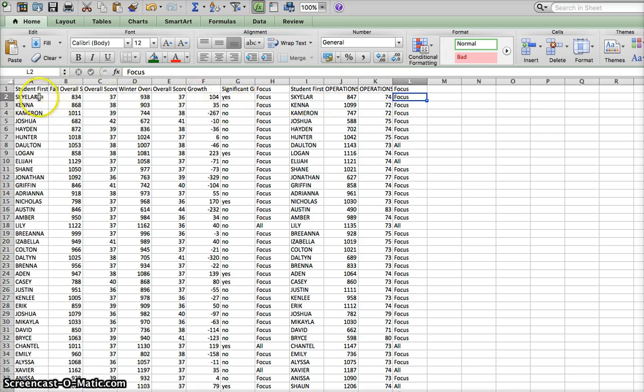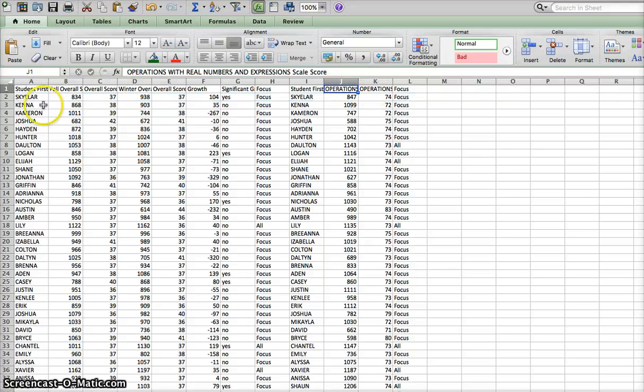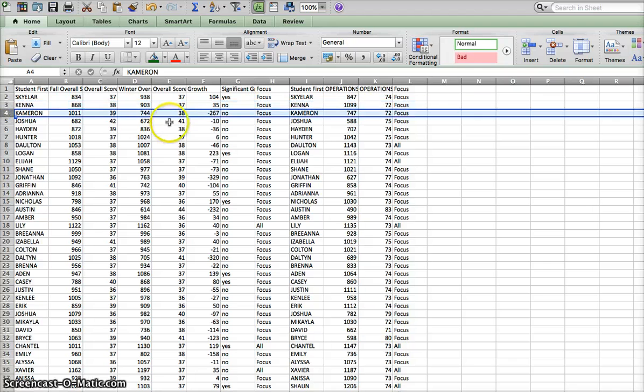So here's a student, Skylar. Let me highlight the whole category here as we look across. This student's growing, making significant growth. They're in the focus group. I'm not as worried about that, but if Skylar had one-to-one opportunities, I would suggest that they work on operations with real numbers and expressions. That's fine.